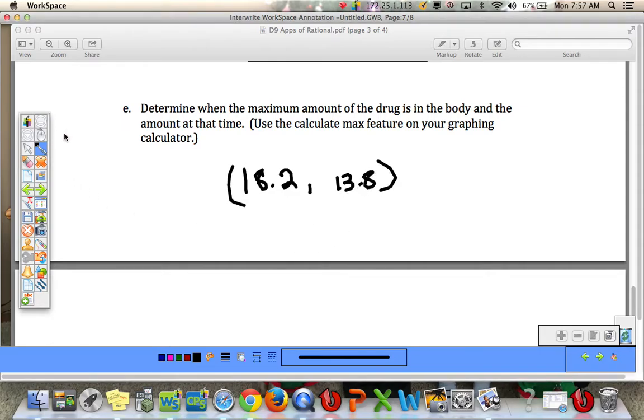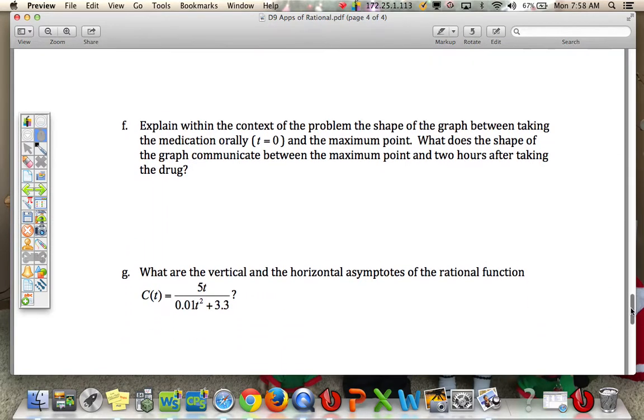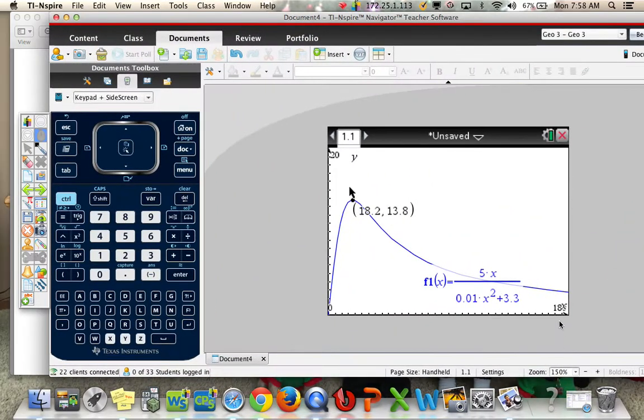Let's talk about what the meaning of this is. So this was time in minutes, so 18.2 minutes. The maximum amount of the drug in our bloodstream is 13.8 milliliters after 18.2 minutes. Okay, explain within the context of the problem the shape of the graph. What does the graph communicate between the max point and 2 hours after taking the drug? Well, it means you take the drug and it absorbs in your bloodstream, and after 2 hours, you can see it starts leaving your bloodstream.